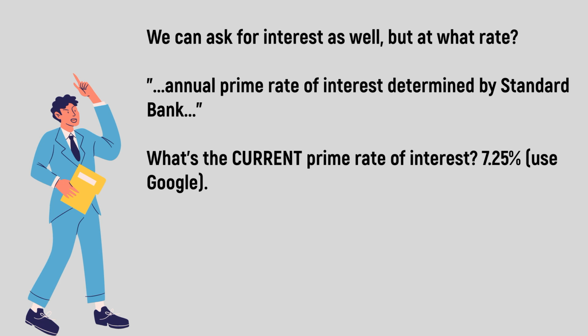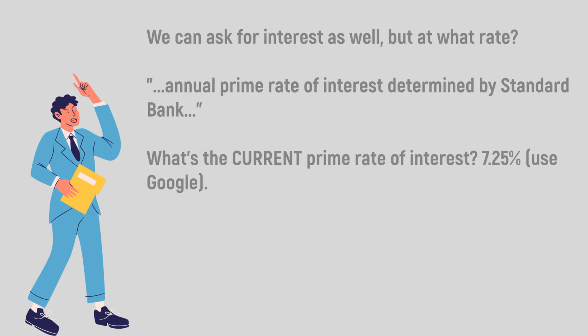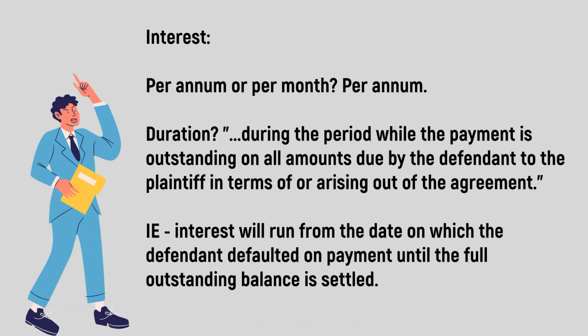Therefore, in the relief we seek, we need to add a second prayer for interest on the amount of 500,000 Rand at the rate of 7.25% per annum. Make sure to clearly state whether the rate of interest is per month or per annum. Our second prayer is incomplete. We haven't indicated the duration for which the requested interest is to run. This we need to do, so again, have a look at the interest clause as set out in our particulars. The paragraph states that interest will run during the period while the payment is outstanding on all amounts due by the defendant to the plaintiff in terms of or arising out of the agreement.